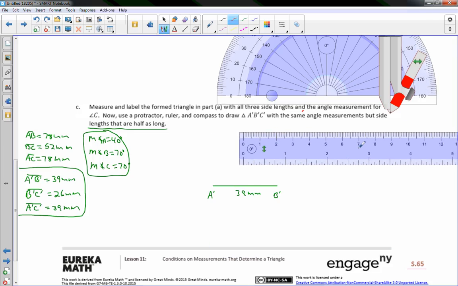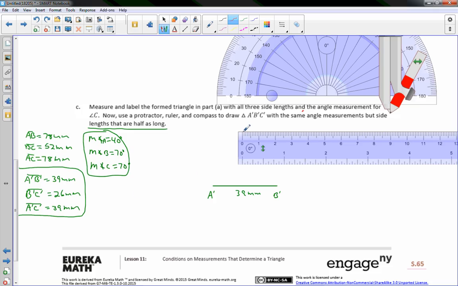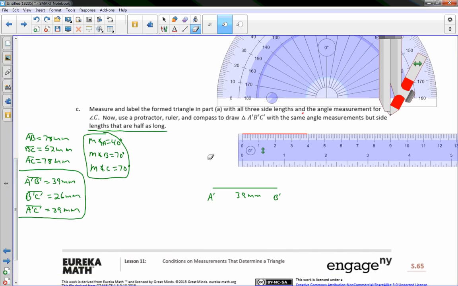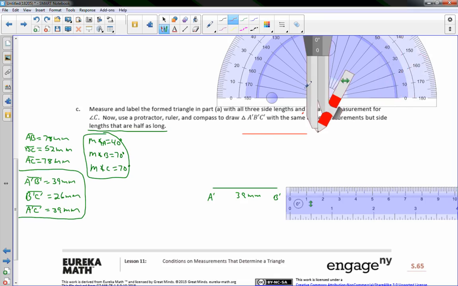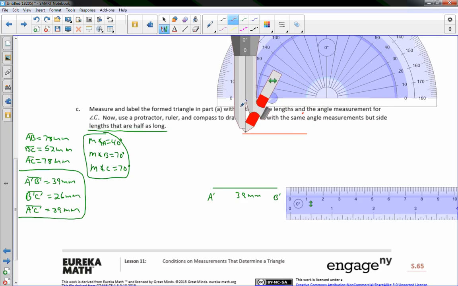So now I'm making AC, and AC has to be 39 millimeters. So I'm going to draw a line segment that's 39 millimeters long. Okay, so this is 39 millimeters long. And I'm going to label it. Well, I won't label it yet because I'm going to do something here. And what I want to do is use my compass to determine the length of my segment.